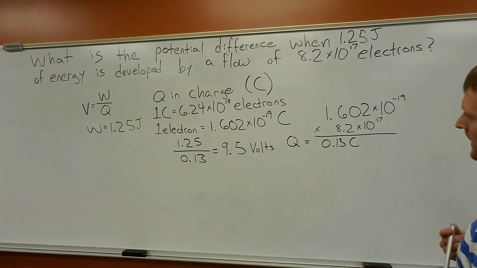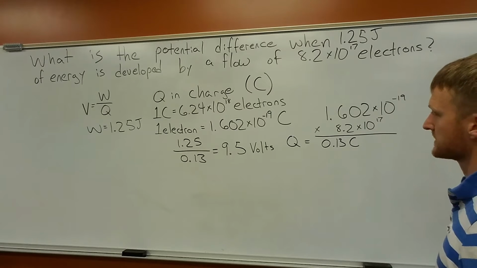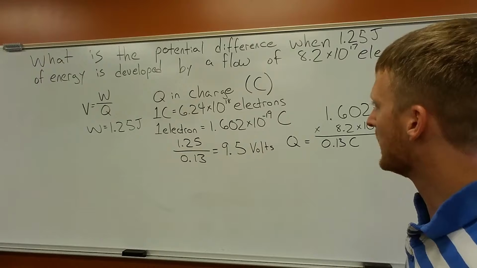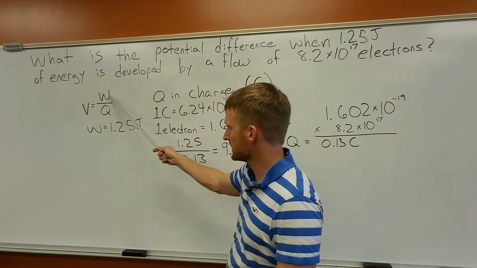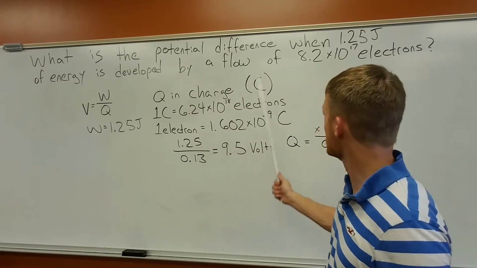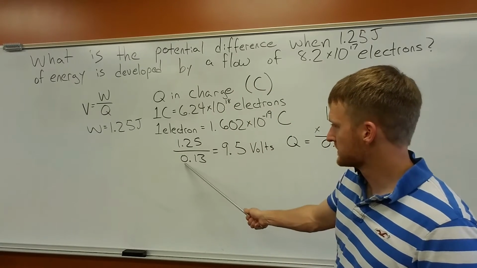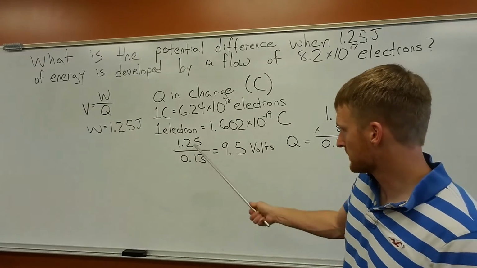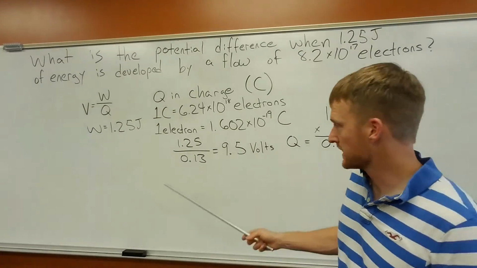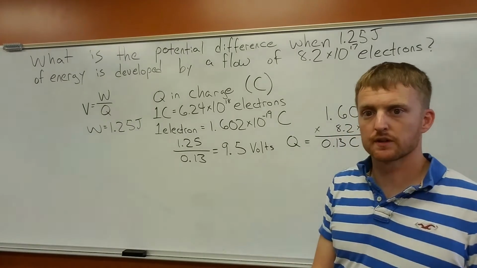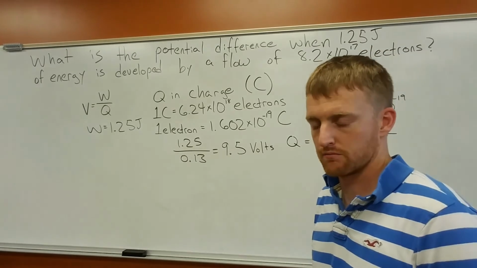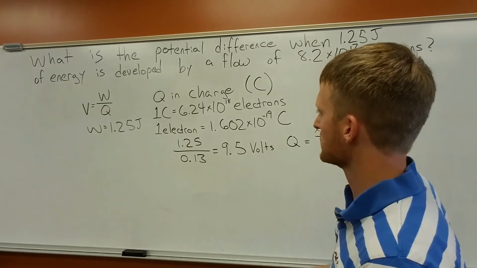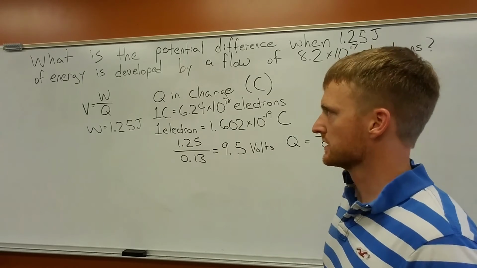Okay? So, because that was the number that we were given, 8.2 times 10 to the 17 electrons. So now, work, which is measured in joules, we will put it in our formula here. 1.25 joules divided by 0.13 coulombs. You divide those two, put them in your calculator, you get 9.5 volts, okay? 9.5 volts, all right? Not a huge number, or a really reasonable number when you talk about the value for energy that you have, okay?